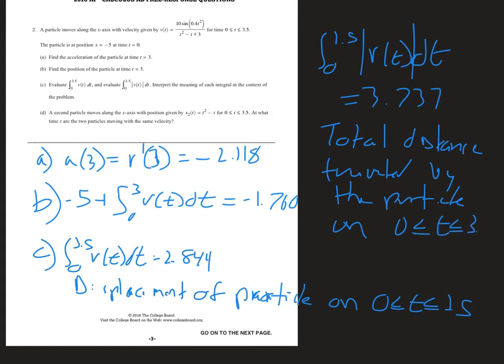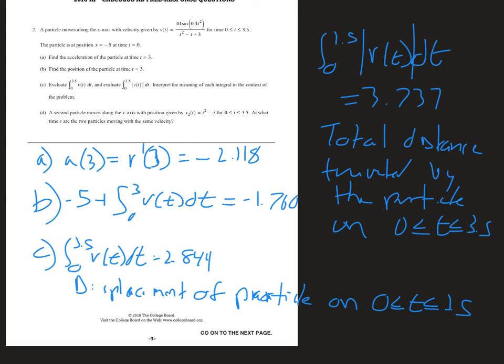Definitely make sure you include that second part of each of those responses, by the particle on the given interval: displacement of the particle on the given interval. If you just say displacement or total distance traveled, chances are you're going to lose a point there for not being specific, especially including this on the interval part. That's crucial that you have that interval there.